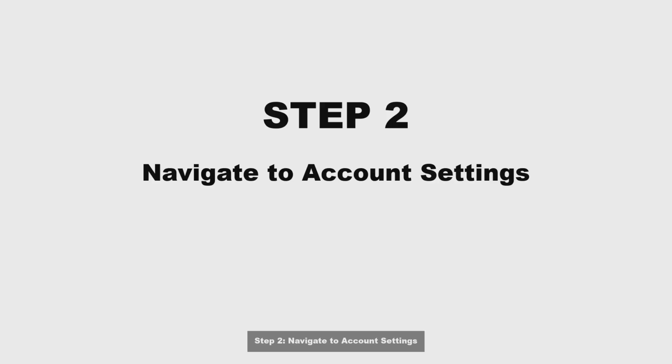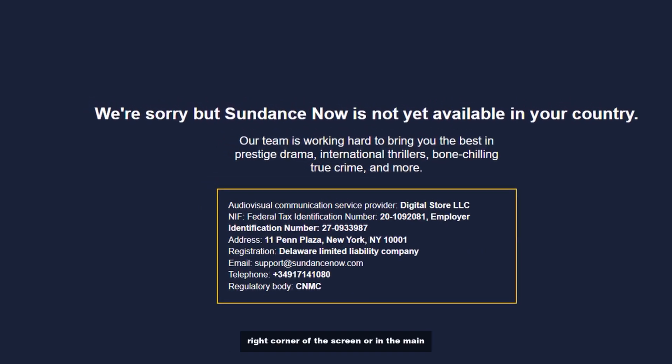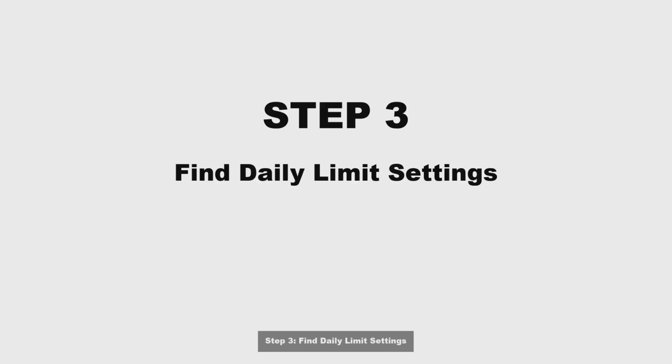Step 2. Navigate to Account Settings. Once logged in, look for the Account Settings option. This is usually found in the top right corner of the screen or in the main menu. Step 3. Find Daily Limit Settings.